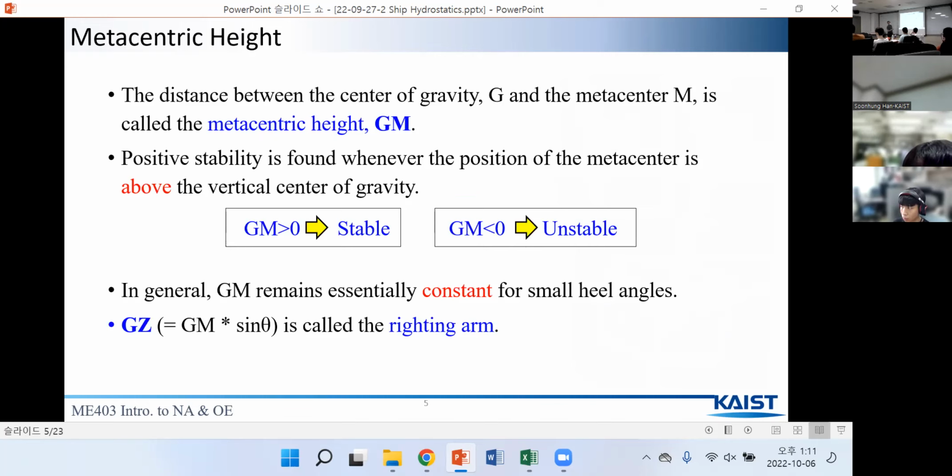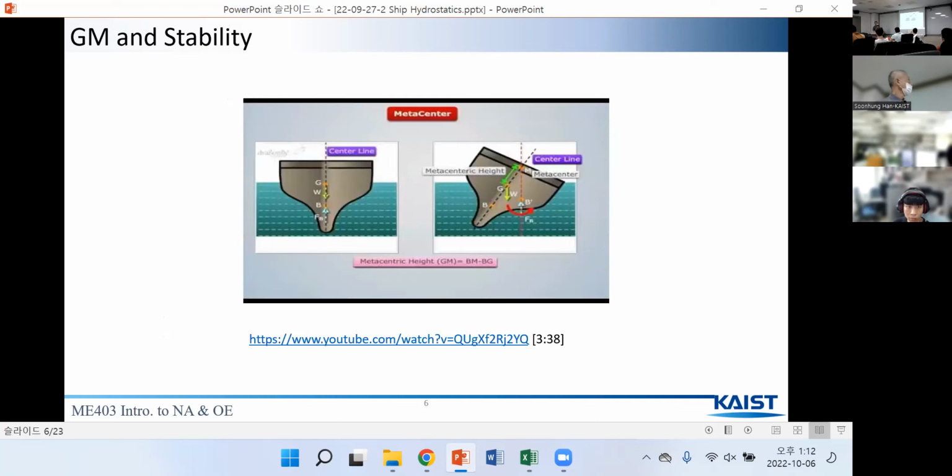So GM is typically used as the parameter for estimating stability, found from the position of the metacenter above the center of gravity. If GM is positive, we call this a stable ship. Negative, unstable ship. GM is essentially constant for small angles, less than 5 degrees, so we can assume it is constant. Anyway, GZ is the most important, calculated from GM and the angle theta. That is the physical righting moment arm. But in shape, we usually see GM. Here is the video.